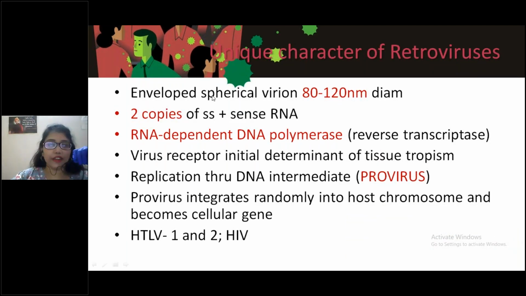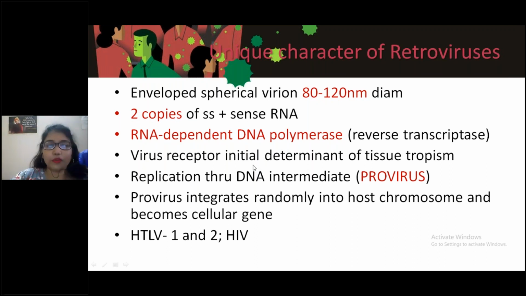So basically it is an enveloped spherical virion, as we saw in the video. It is about 80 to 120 nanometers in diameter, and there are 2 copies of single-stranded positive-sense RNA. And there is a very typical enzyme. Please remember the name of this enzyme. This is an RNA-dependent DNA polymerase, or a reverse transcriptase. So it goes in reverse: from RNA, it changes into DNA. It changes the RNA of this particular virus into DNA. That is why it is known as an RNA-dependent DNA polymerase. This particular enzyme is the reverse transcriptase.